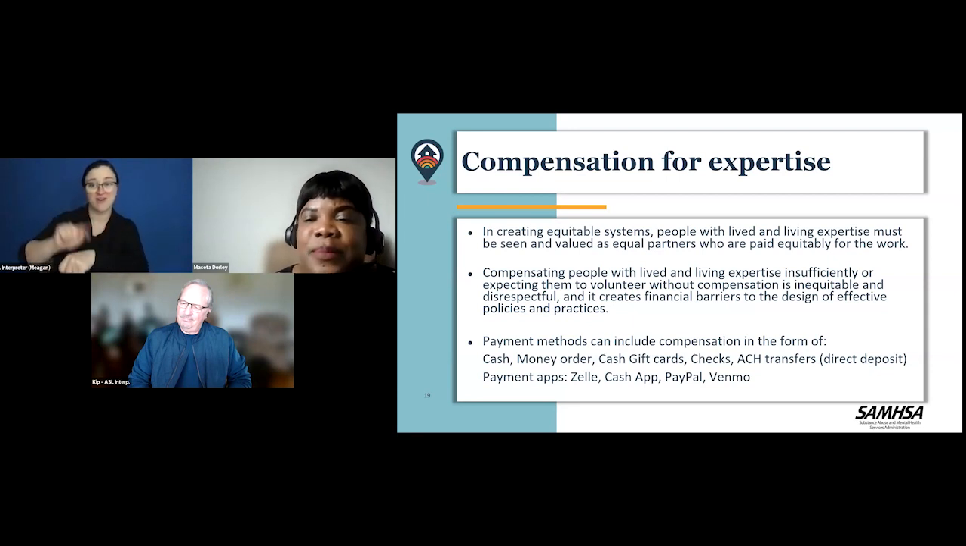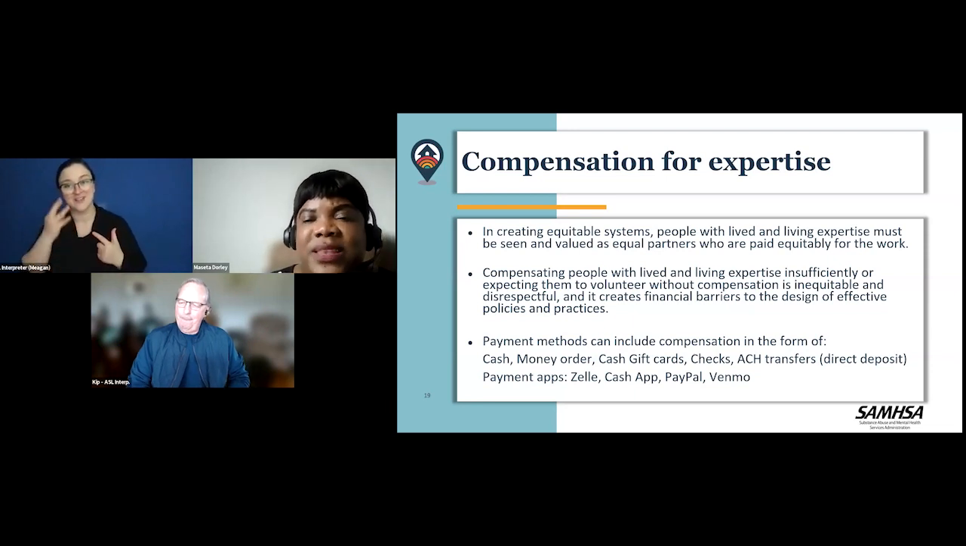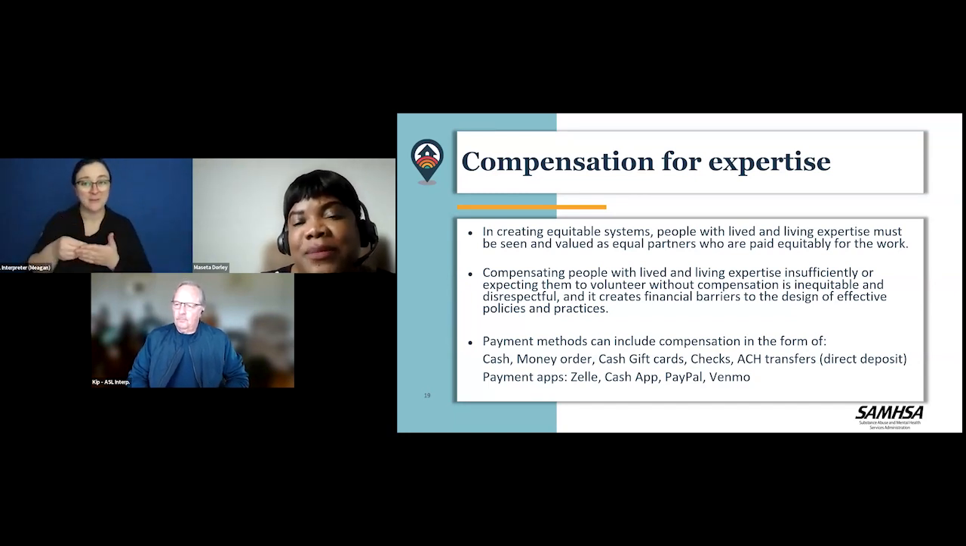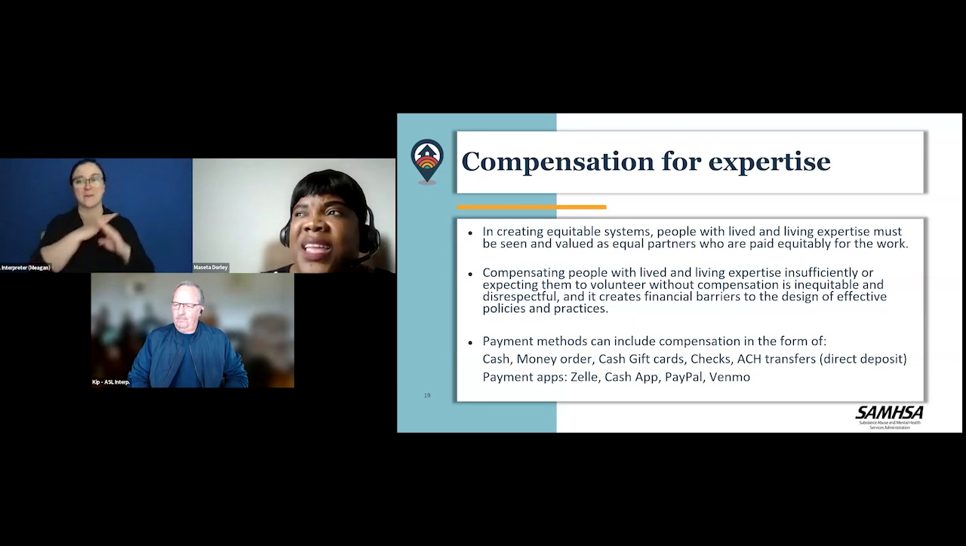And compensating people with lived and living expertise insufficiently, or expecting them to just come in and volunteer without compensation, is inequitable, and sometimes it can be viewed as disrespectful, and it can create financial and qualitative barriers to the design of effective policies and practices.